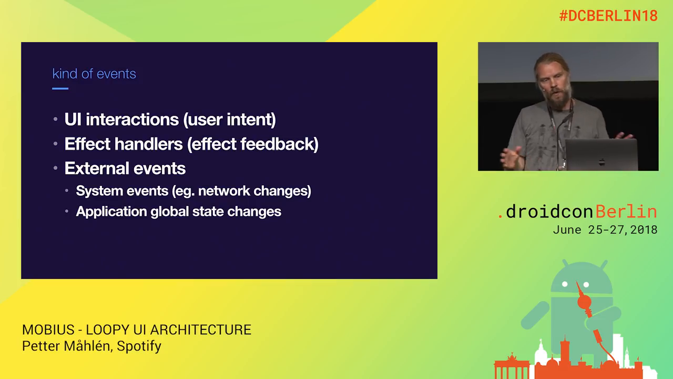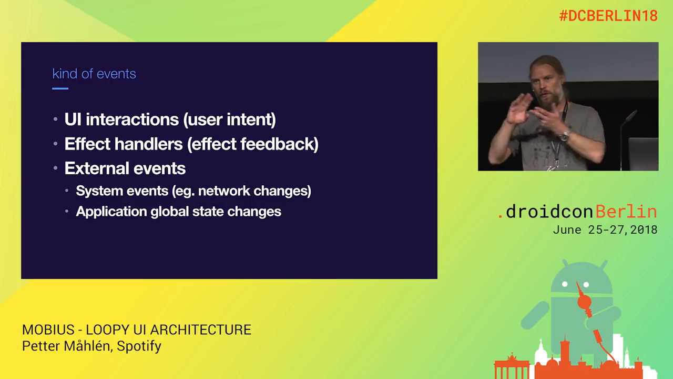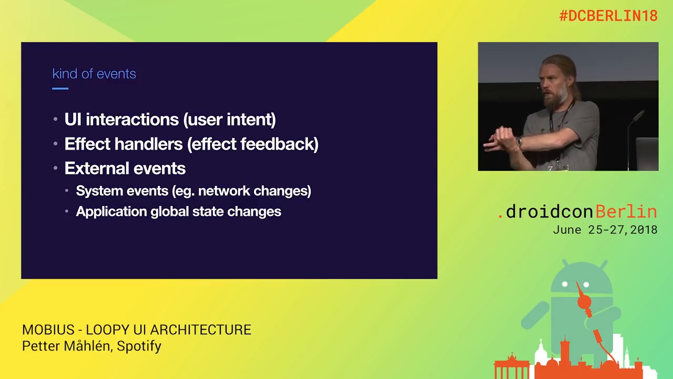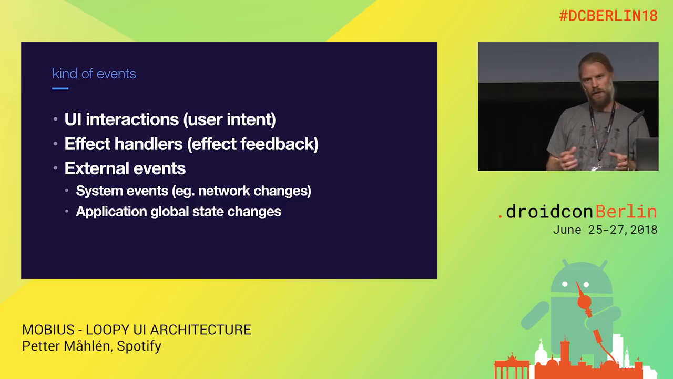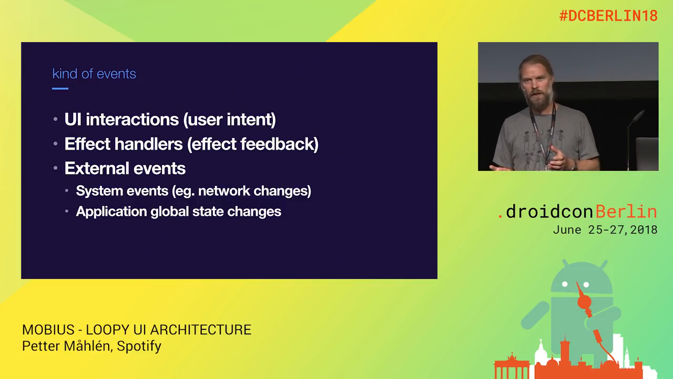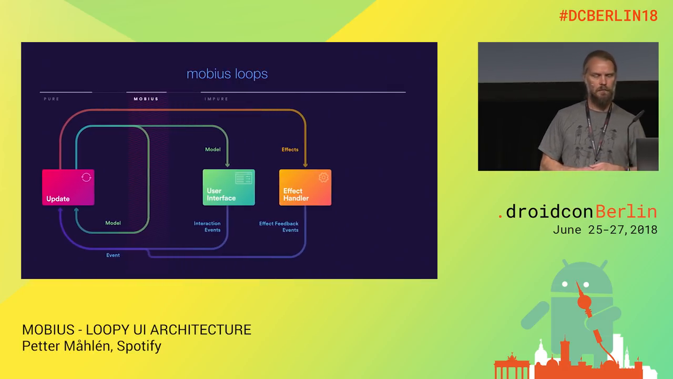So we talked about two kinds of events. We have the UI interactions, which is when the user does something, and we have the effect feedback, which is when an effect handler has done something and needs to communicate that back. There's a third kind of event that you can have, and we call them external events. So it's things that, there's not an effect that triggers them. They just happen in the outside world. So if you're interested in, say, listening to the battery level or network changes or something like that, then you can do that.